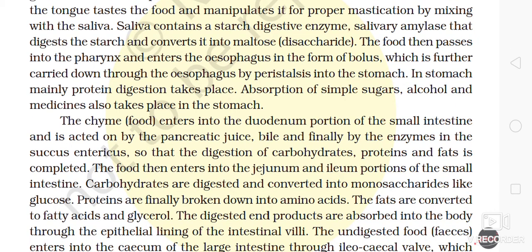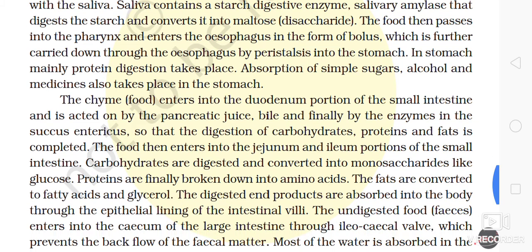Saliva contains a starch digestive enzyme, salivary amylase, that digests the starch and converts it into maltose disaccharide. The food then passes into the pharynx and enters the esophagus in the form of bolus, which is further carried down through the esophagus by peristalsis into the stomach. In stomach, mainly protein digestion takes place. Absorption of simple sugars, alcohol, and medicines also takes place in the stomach.